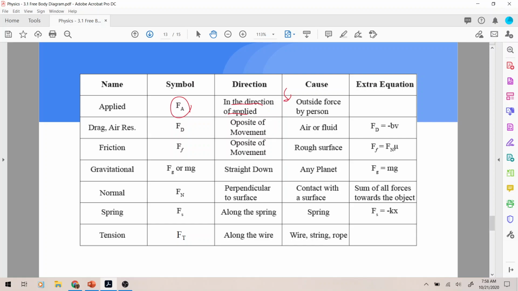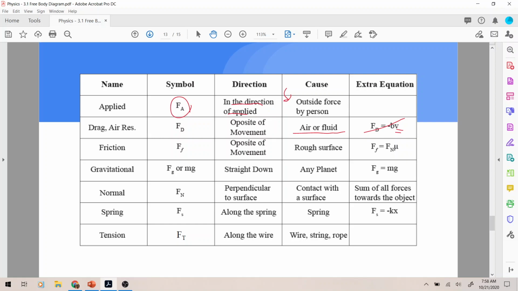What is the reason for drag force? You need to be moving in the air or fluid. You have an extra equation for drag force. As you can see, it's depending on velocity. As velocity goes more up, then your drag force is increasing, but you don't need to know that. You're not going to have any question about it.